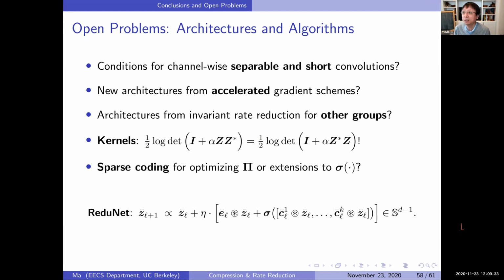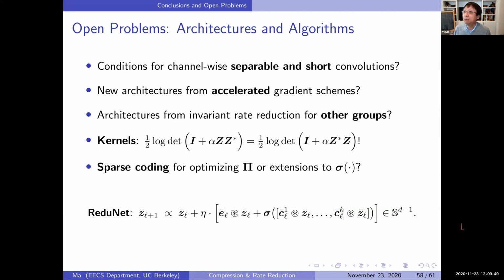Now you can explain everything. Why do you do that? Separable and short. How can we make a network more efficient? Because so far we prove it's convolution. When will it become separable and short? We don't know.